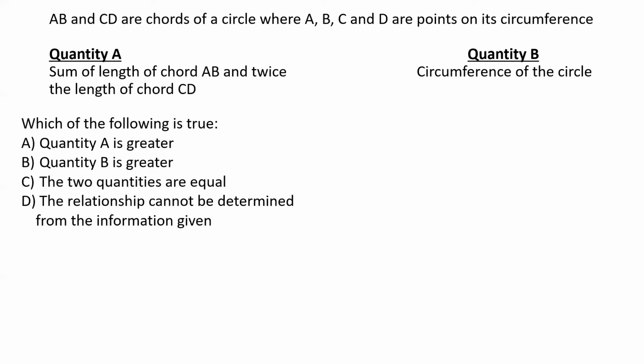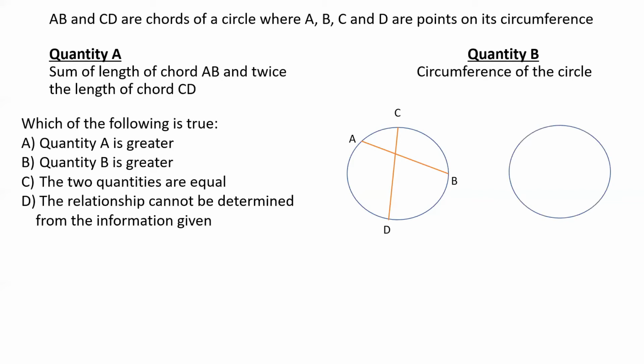So what I mean is you can draw different combinations of the chords. Let's draw a circle, and we could have the chords AB and CD looking like this, where they're intersecting at a point. On the other hand, we could have a different representation of the chords AB and CD, where they're not intersecting at all. And of course, you could have different lengths of AB and CD. So it seems like there's not a lot of information given.